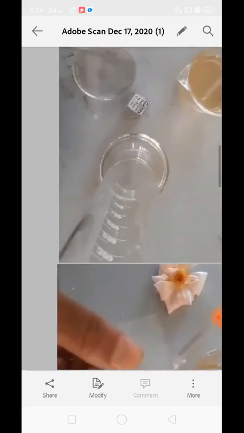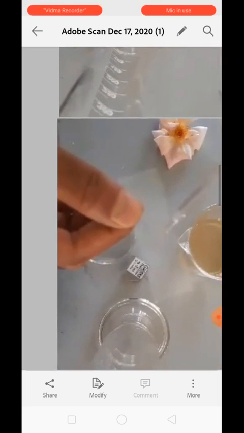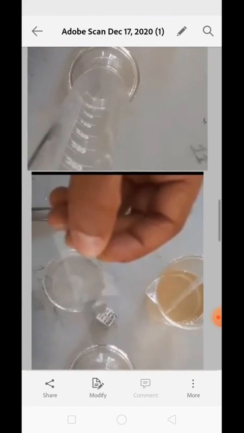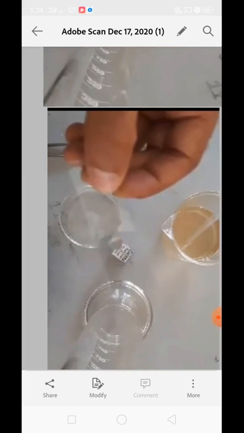Then we will add sugar syrup, which is kept over here. We will add 1 or 2 drops of sugar syrup on the slide where the anther is placed. Understood? After the sugar syrup is placed, we will leave it for half an hour so that the pollen grains can absorb the sugar and start to germinate. Understood, class?